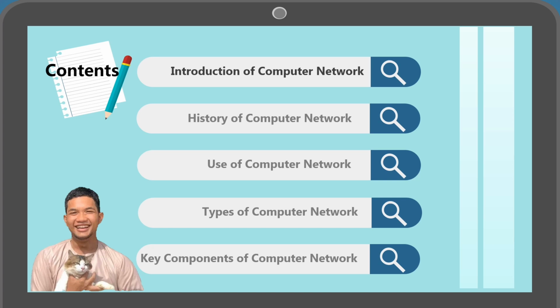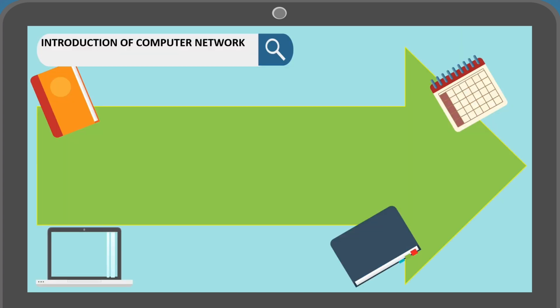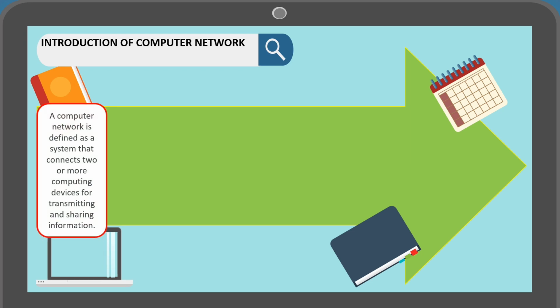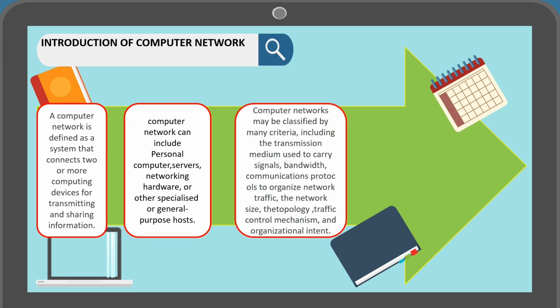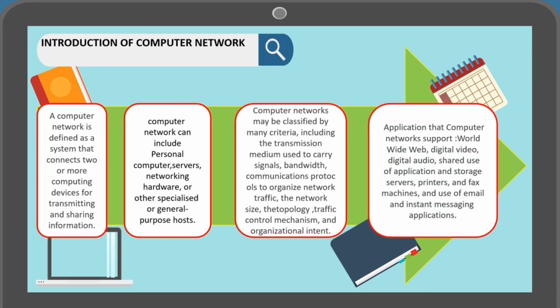So today I will talk about the introduction of computer network. A computer network is defined as a system that connects two or more computing devices for transmitting and sharing information. Computer network can include personal computers, servers, networking hardware, or other specialized or general purpose hosts.